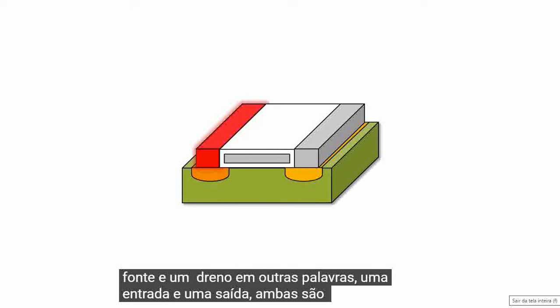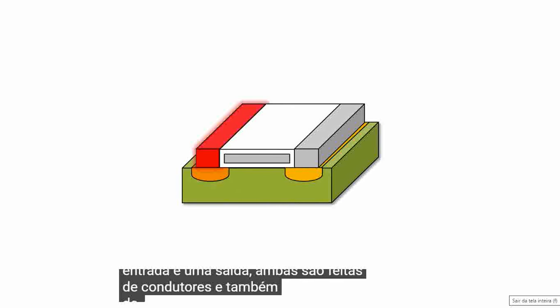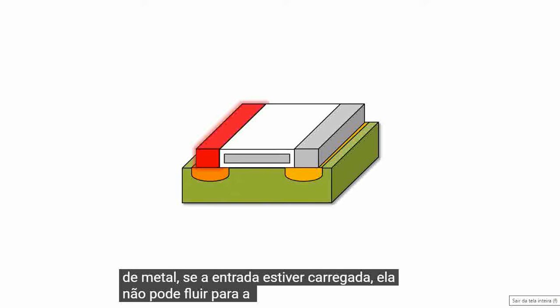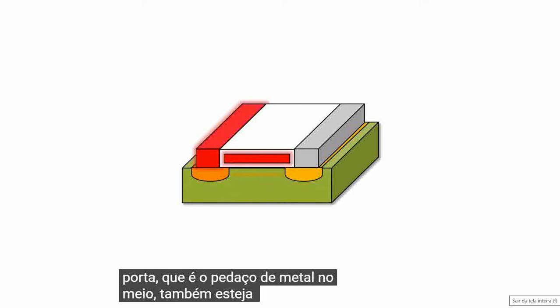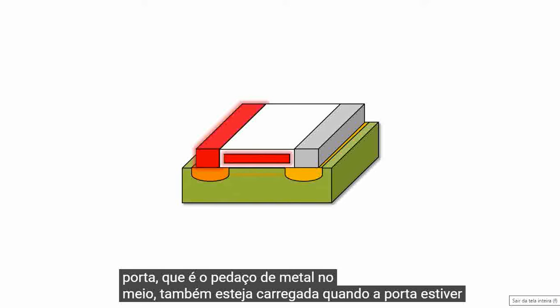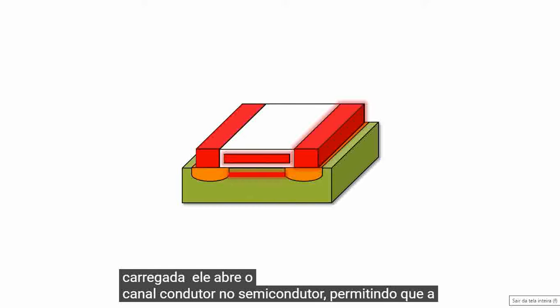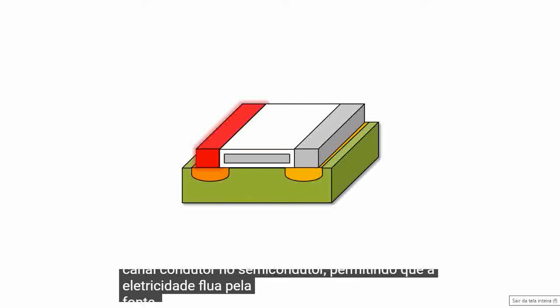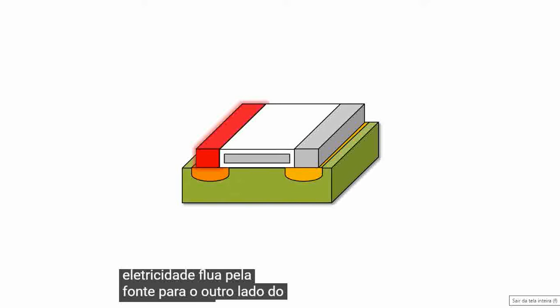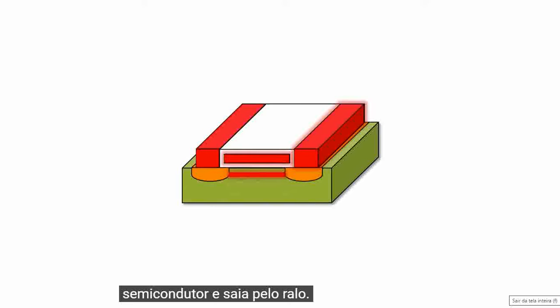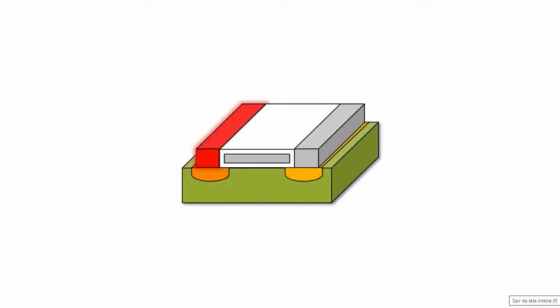If the input is charged, it cannot flow to the output unless the gate, which is the piece of metal in the middle, is also charged. When the gate is charged, it opens up the conducting channel in the semiconductor, allowing electricity to flow down through the source, over to the other side of the semiconductor, and back up out the drain. The neat thing about this setup is that there are no moving parts, and you are using electricity alone to turn on and off other electricity.